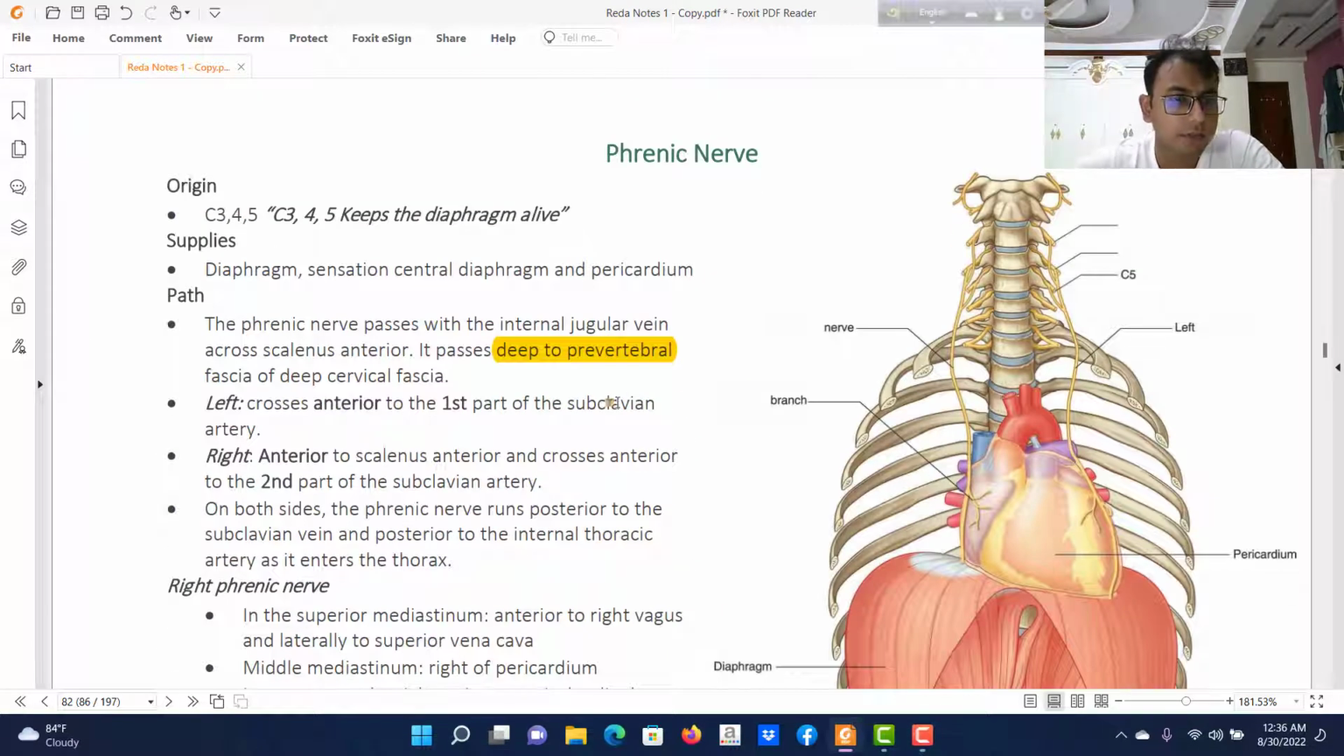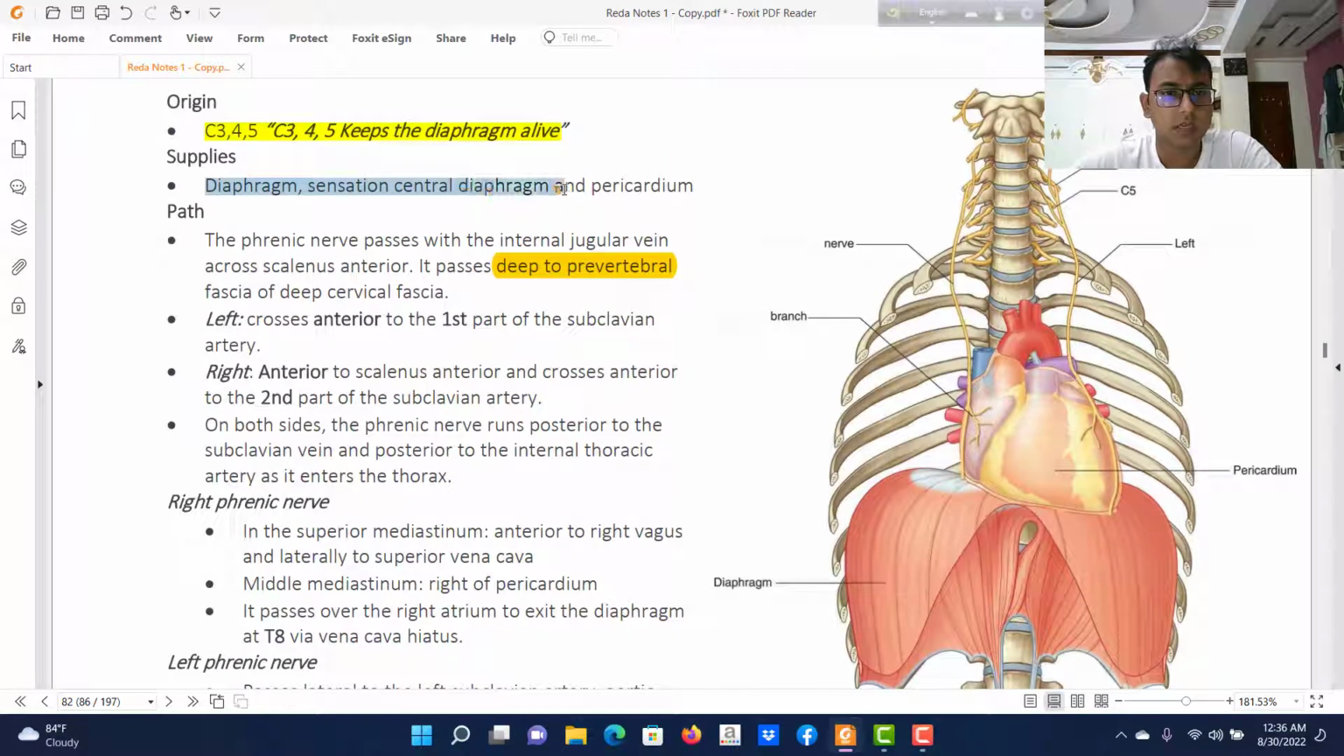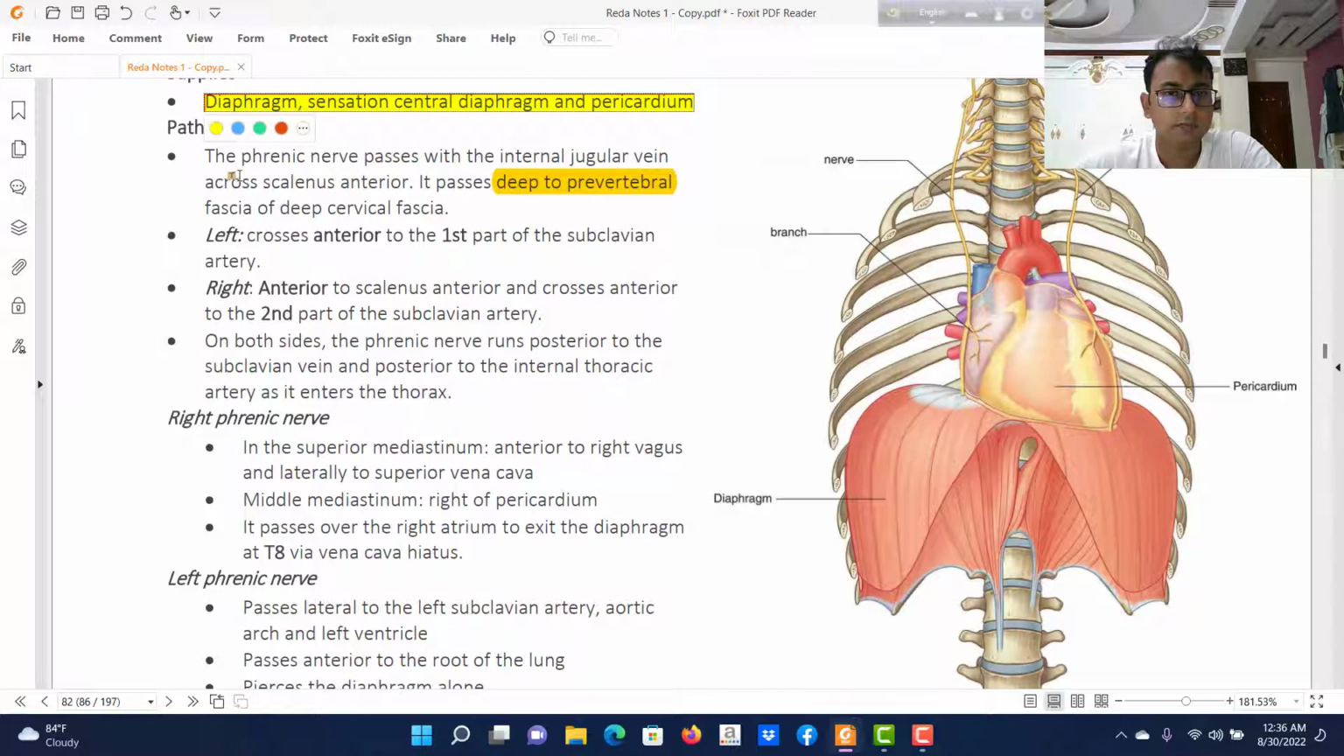Now the phrenic nerve has root values of cervical third, fourth and fifth, which keep the diaphragm alive, because this is the main nerve supply that controls the diaphragm. It supplies sensation to the central diaphragm and pericardium. The phrenic nerve passes with the internal jugular vein across the scalenus anterior. So this is the course, and on the left it crosses anterior to the first part of the subclavian artery. So it comes forward to the first part of the subclavian artery, and it passes with the internal jugular vein across the scalenus anterior muscle.